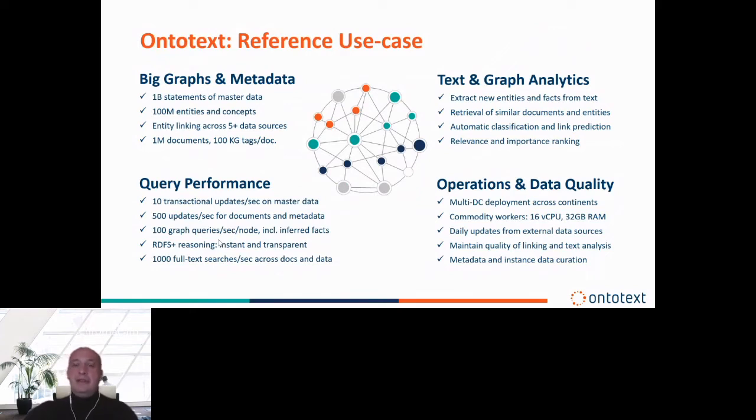And the other thing is the data quality, because when you have the data and you're ready to run production systems on top of it, being able to monitor and take care of the data quality is a crucial capacity.